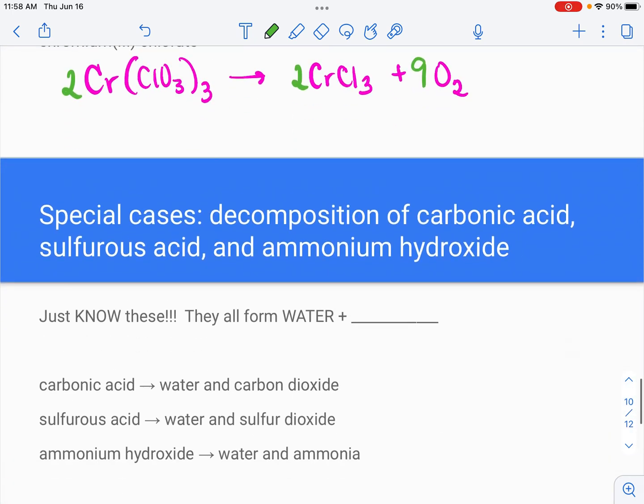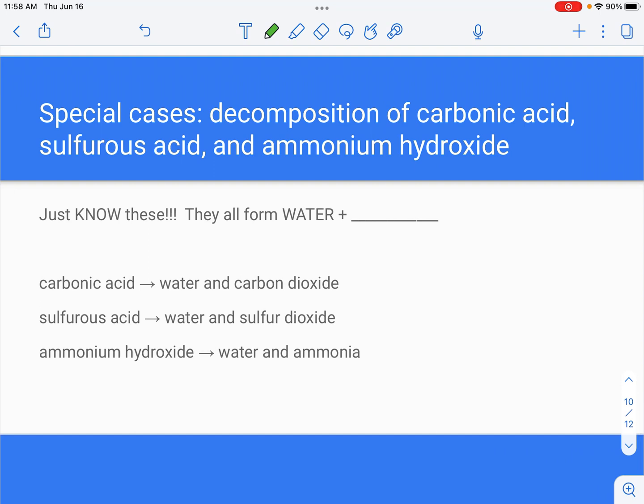Okay, let's keep going. There are other special cases that you need to remember, and this is because in double replacement reactions, if we form carbonic acid, sulfurous acid, or ammonium hydroxide, they actually don't stay in that form in solution, they decompose. So these are 3 that you must be on the lookout for as you're doing double replacement reactions later. So I want to train you on the decomposition of these now. Just so that you know, they all form water plus something else, and the something else is the balance of everything else in the compound.